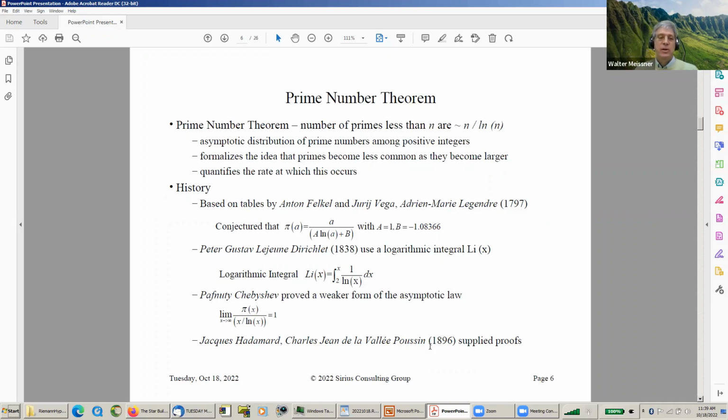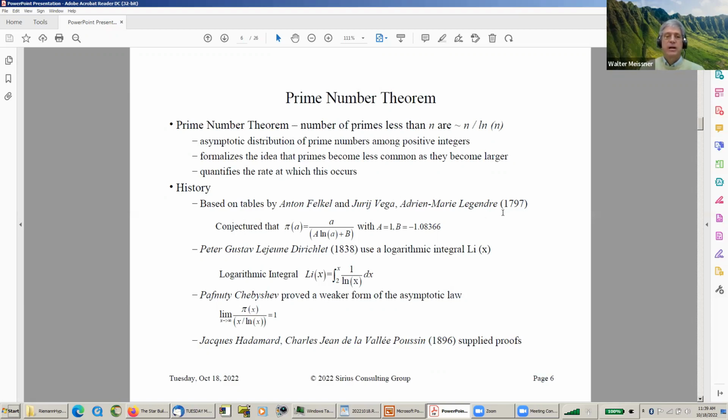Now, what it doesn't tell you is, as you get higher up in the primes, sometimes you have primes that are very close to each other. So there's things like the twin prime problem and stuff like that. Okay, so a little bit of the history. So people looked at this for a long time.